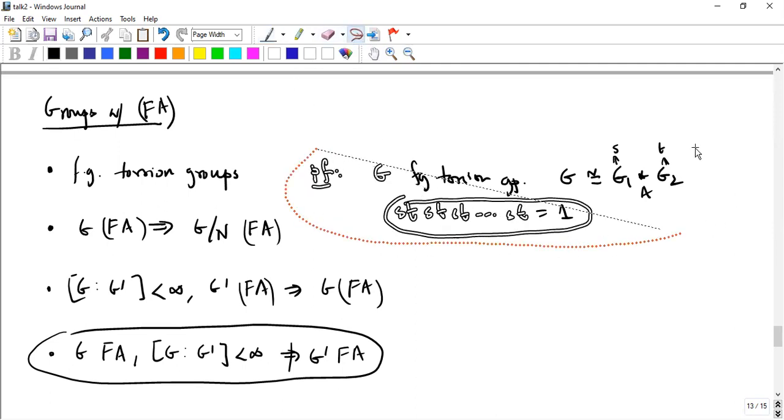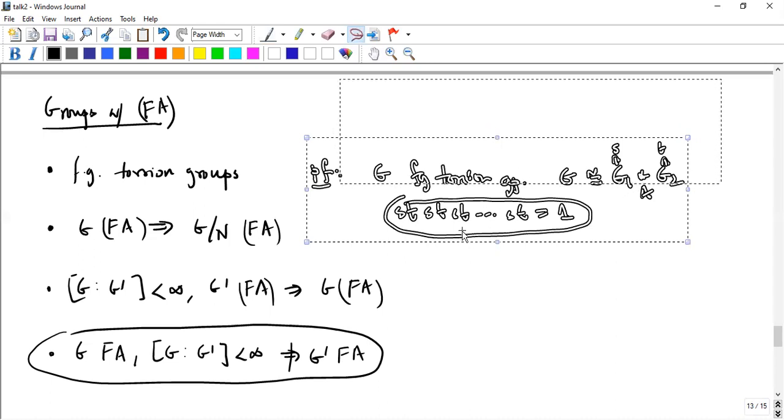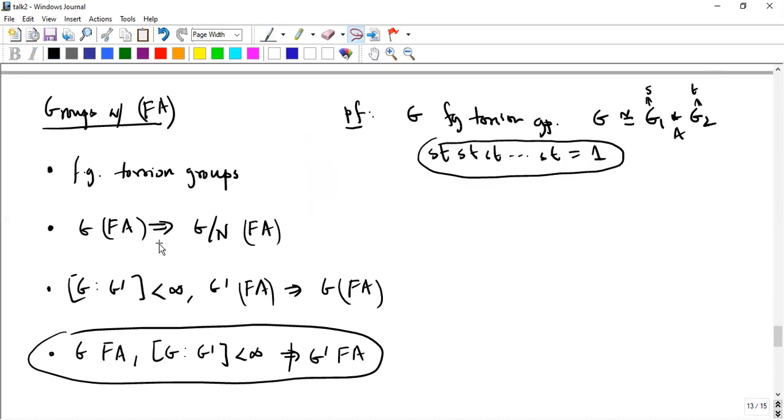Okay. Second thing is, if a group has property FA, then the quotient has property FA. Why is this true? Maybe someone can say it. Is this clear to you why this is true? A group has property FA implies the quotient has property FA. Remember that property FA means that if the group acts on a tree, then it has a fixed point.